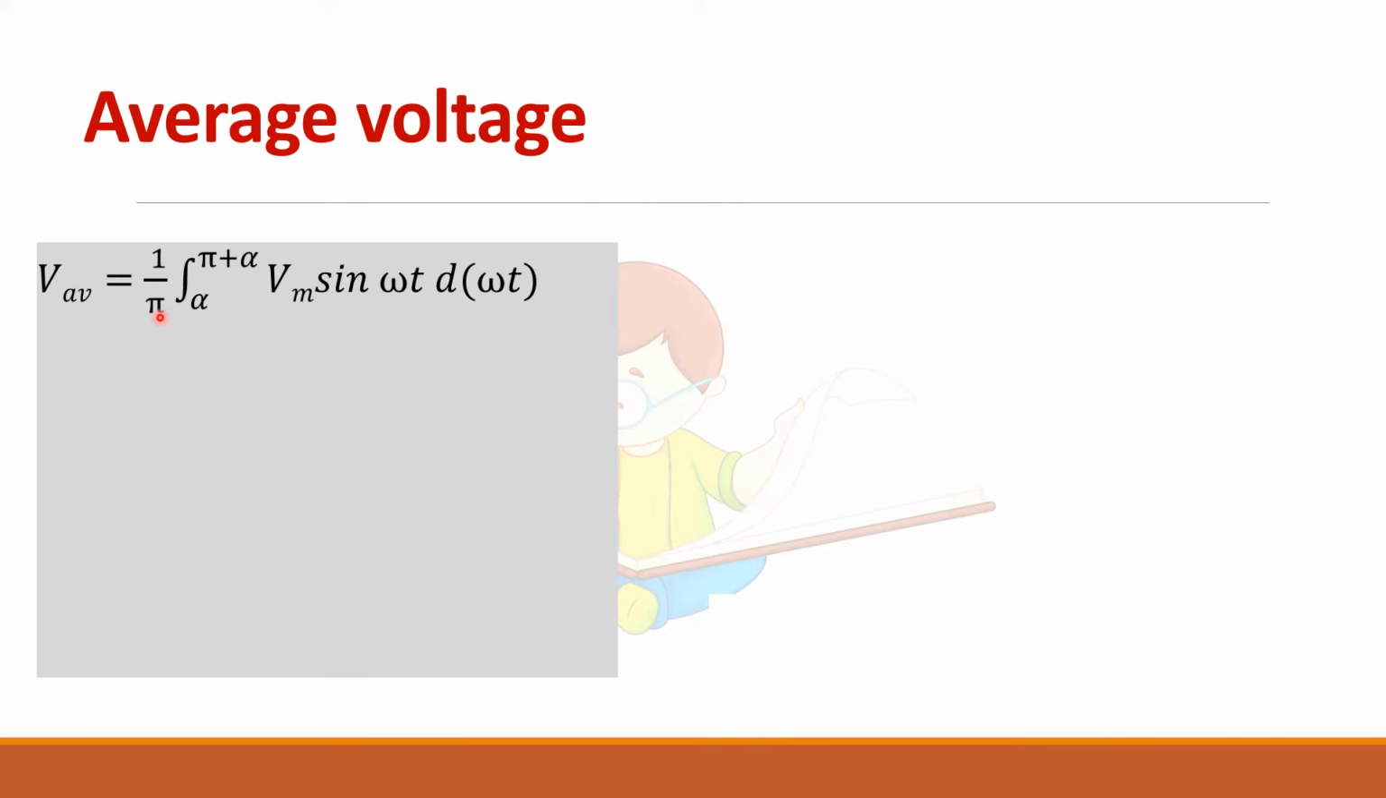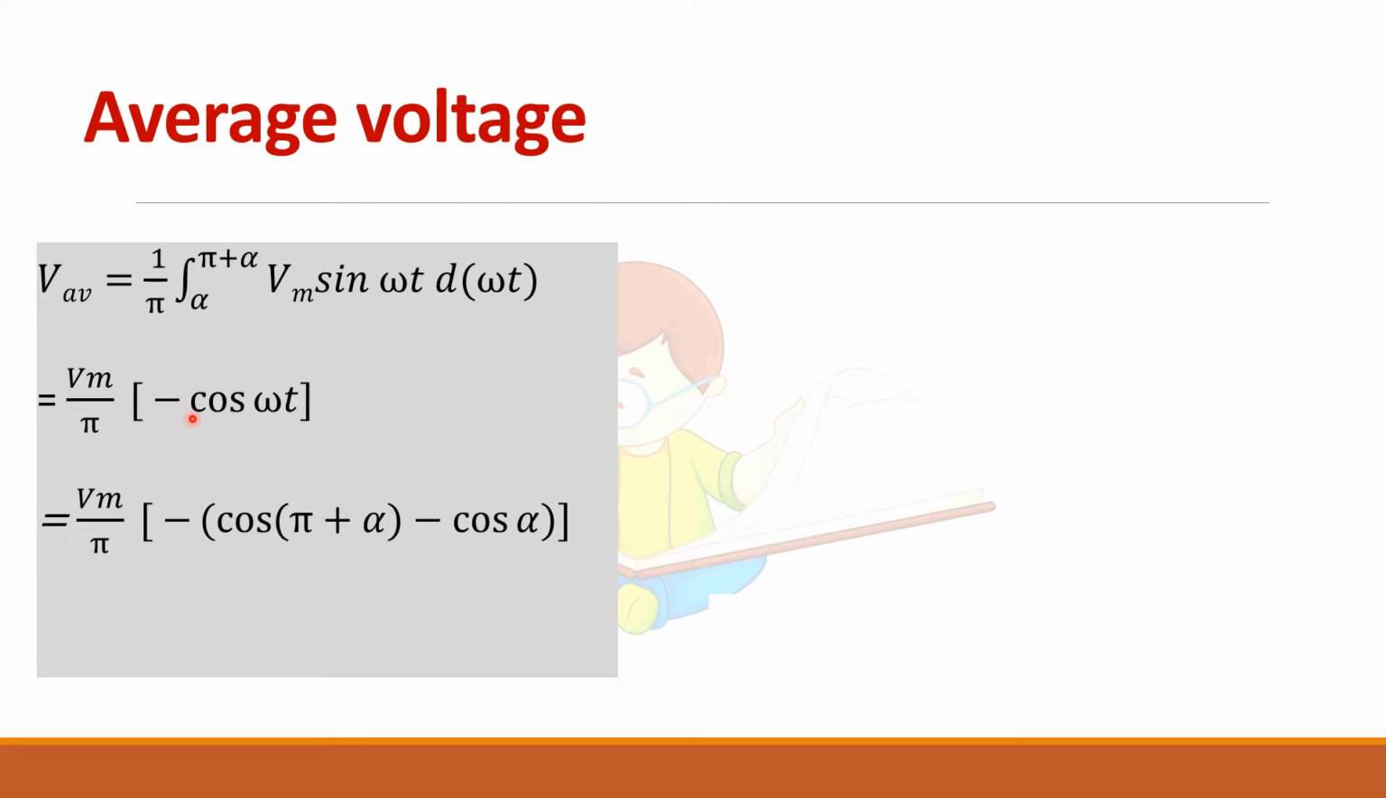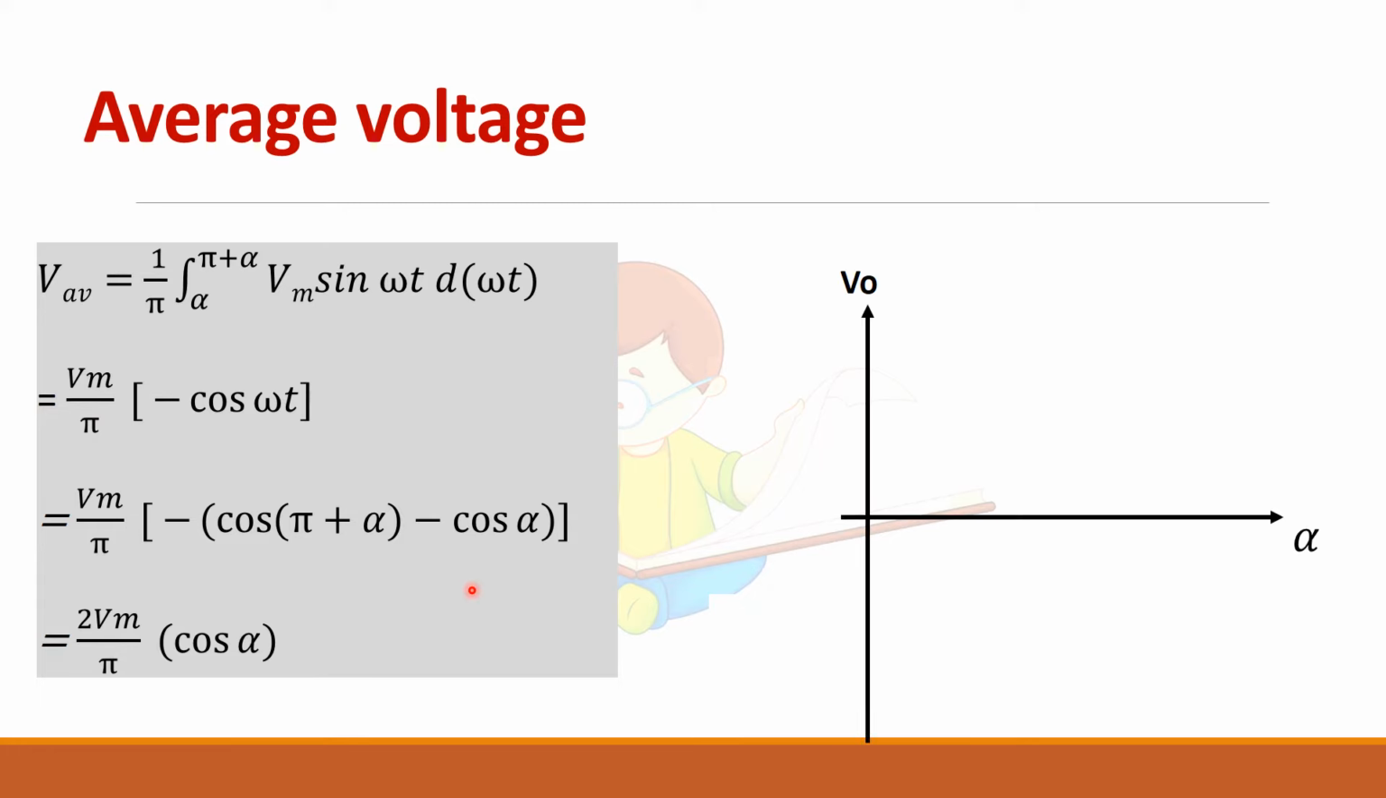Let us derive the average voltage now. V average is given by 1 by pi, that is, we are writing for half cycle, alpha to pi plus alpha, output voltage is Vm sin omega t. So simplify it. The integral of sin omega t is minus cos omega t. Apply the limits, you will get 2 Vm by pi cos alpha. So the average voltage is 2 Vm by pi cos alpha.